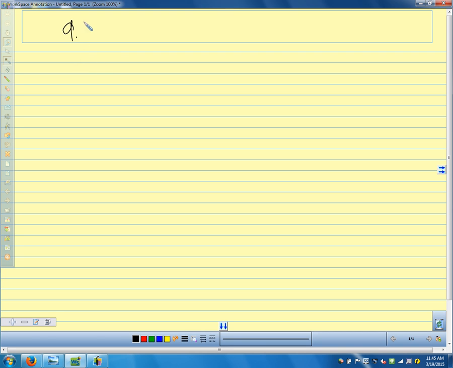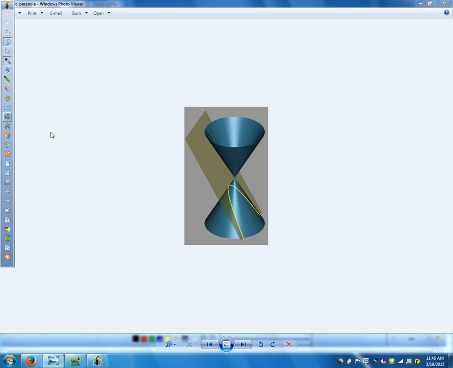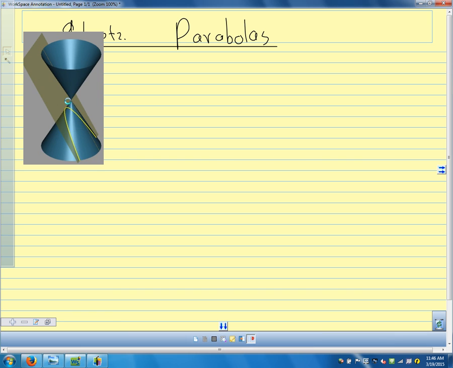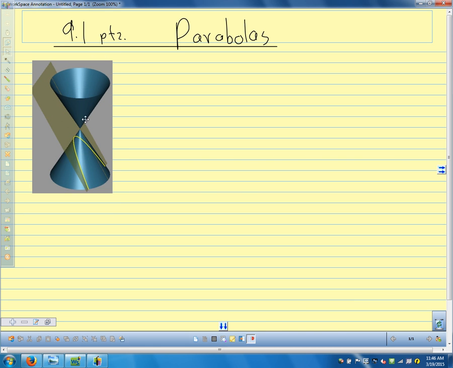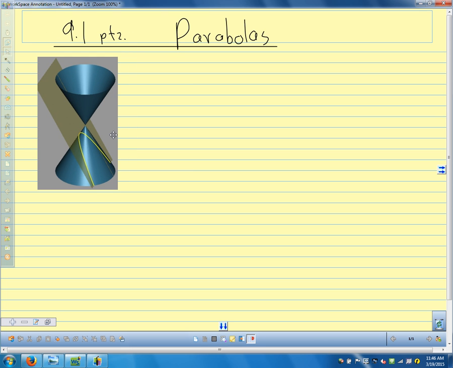So we're still in section 9.1. Parabolas. So we've talked about parabolas before in a different context when we talked about quadratic functions. We're going to work with them a little bit differently, more like we did with the circle, and this is going to kind of preview what we're going to do with the other conic sections, with ellipses and with hyperbolas.